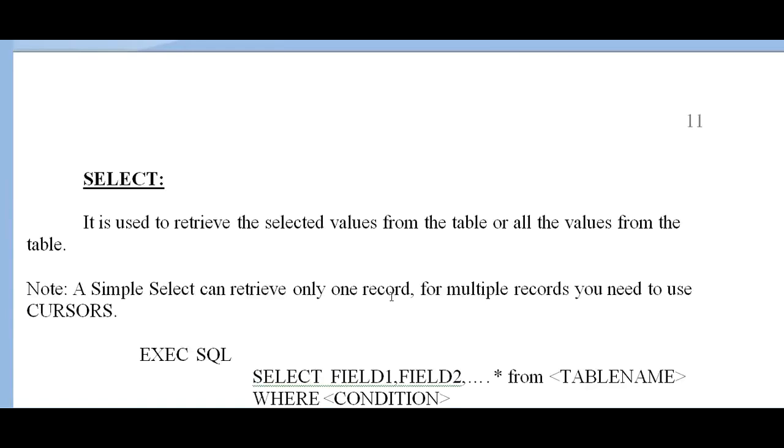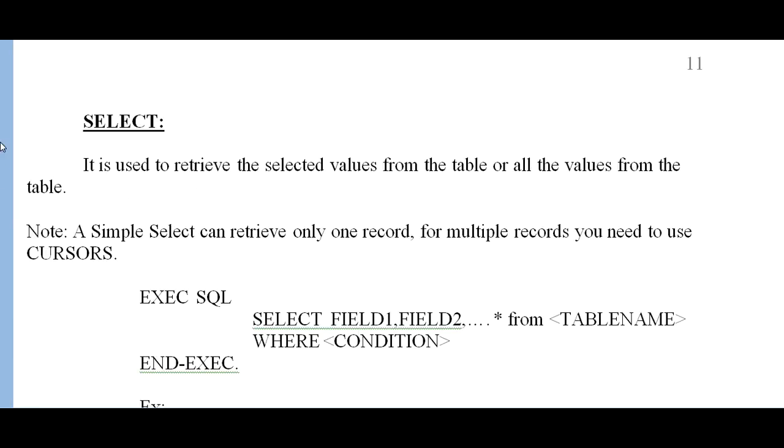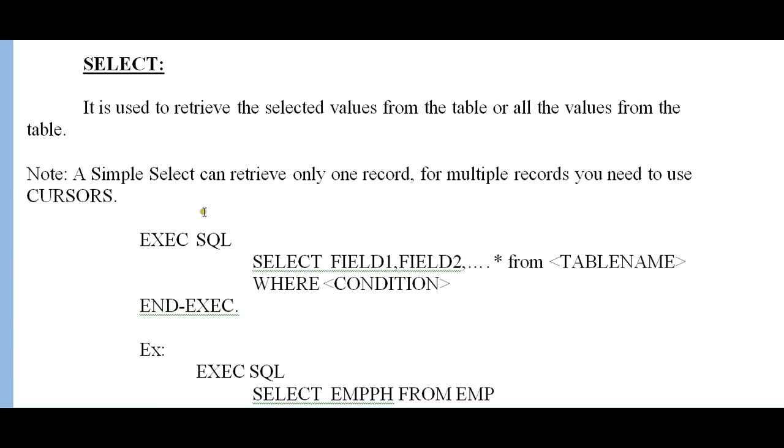The last and final query is select. It is used to retrieve selected values or all the values from the table. An important note here is that a simple select can retrieve only one record at a time. If you want to retrieve multiple records at a time, you need to use a concept called cursor. I will explain cursors in detail in my further videos, and how powerful they are in real time.